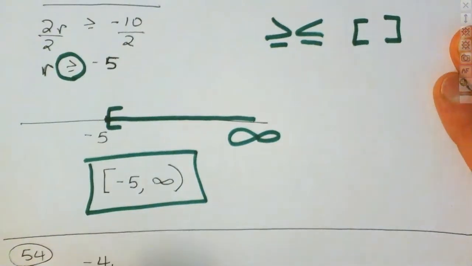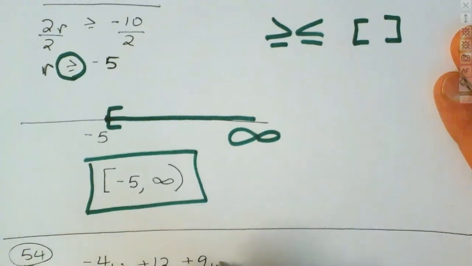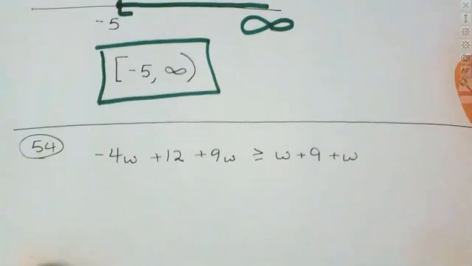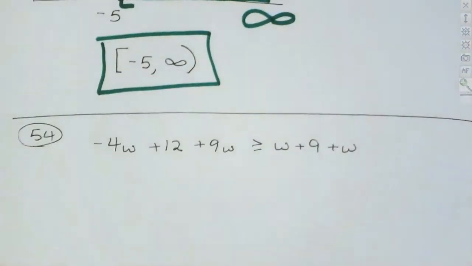Minus 4w plus 12 plus 9w is greater than or equal to w plus 9 plus w. So, where do we begin? Well, we treat it as if it were an equal sign. If this was an equal sign, what would I do?